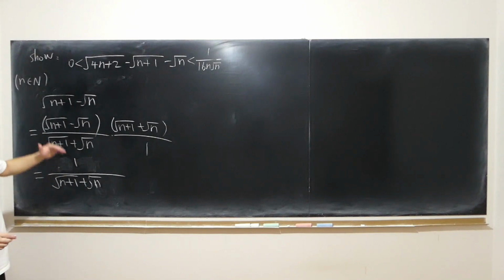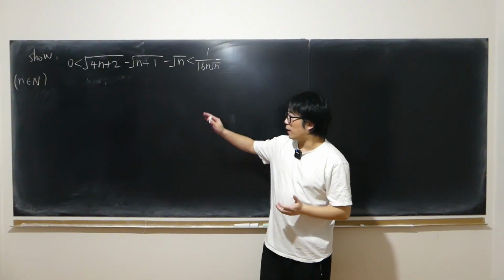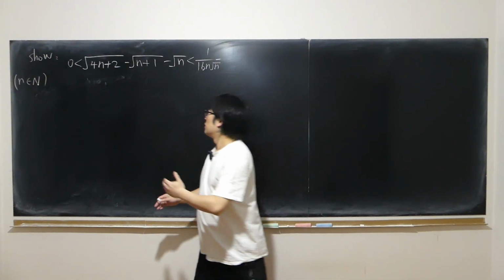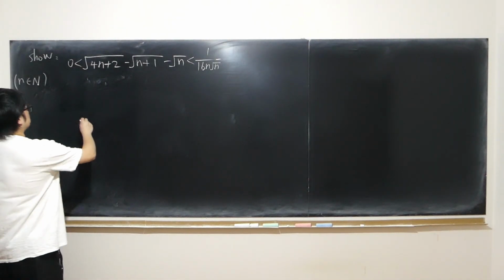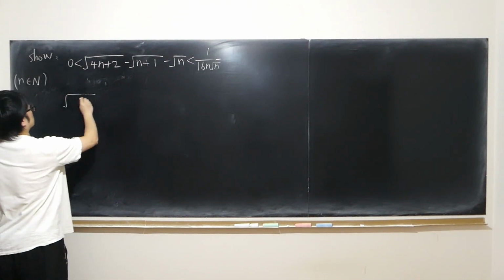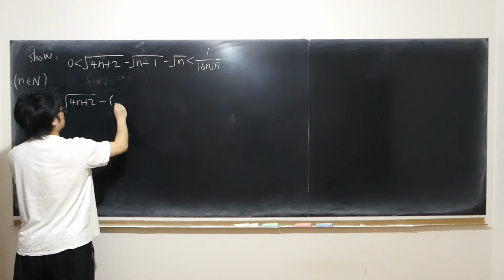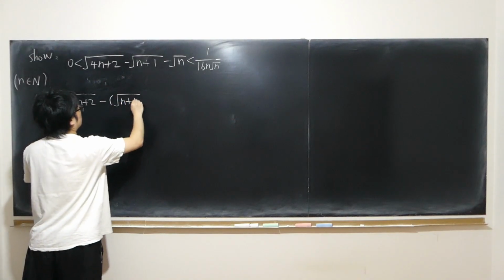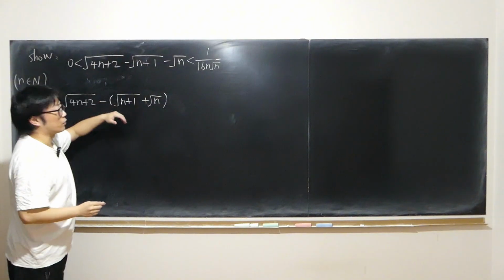So here's our motivation. Perhaps we can do the same thing. All we have to do is rationalize the numerator, meaning multiply by this conjugate. So first of all, I can rewrite that 4n plus 2 as minus, and this becomes plus. All right, that's the middle expression.